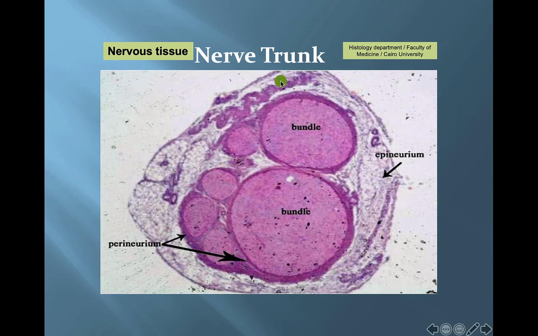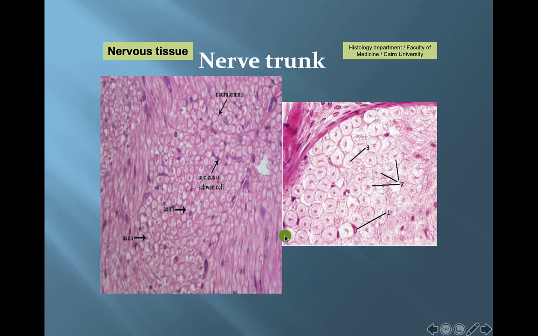In this picture you can see the epineurium, and these are blood vessels. We have the perineurium surrounding the bundles of the nerve fibers, and here inside we have endoneurium. This is a higher magnification of the previous slide. On the right side you can see the connective tissue formed of tightly joined cells, which is the perineurium, forming a type of barrier, the blood-nerve barrier.